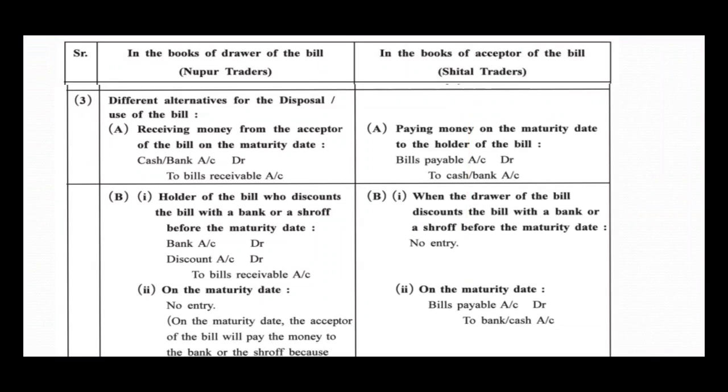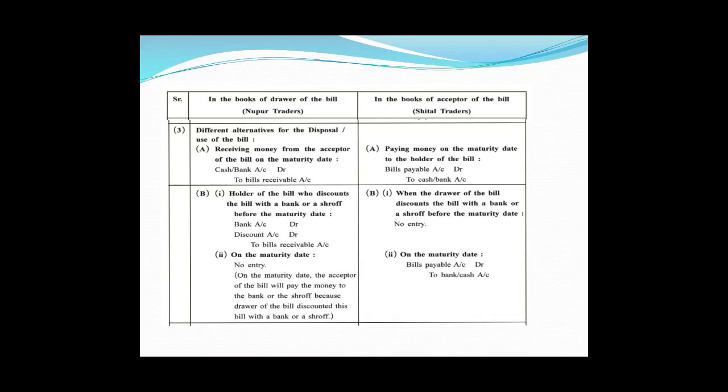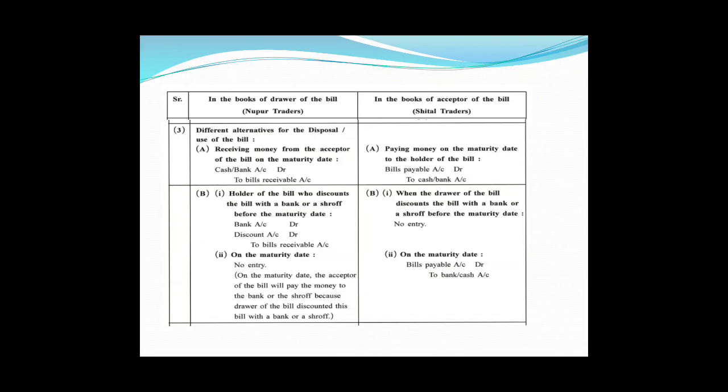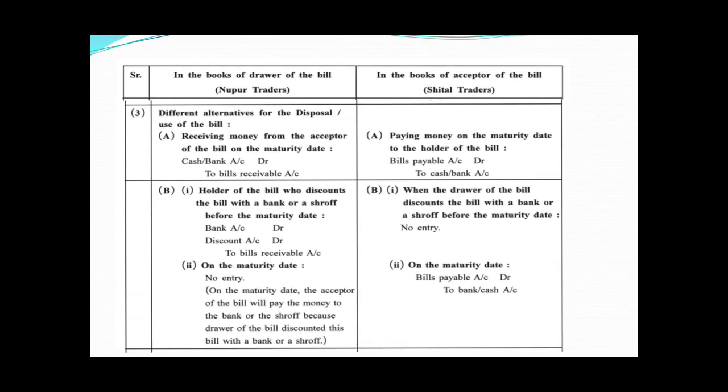So friends, in situation number 1, where the bill is kept by the owner with himself, there will be a total of 3 entries. The first 2 entries will be these two: sale of goods and receipt of bill receivable, and the third entry will be for the payment. So this was about the first condition.